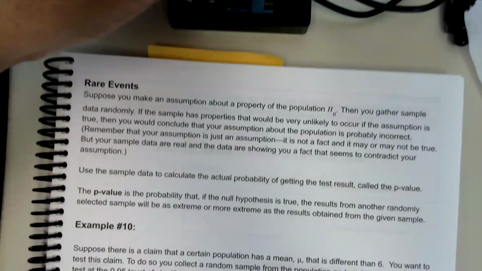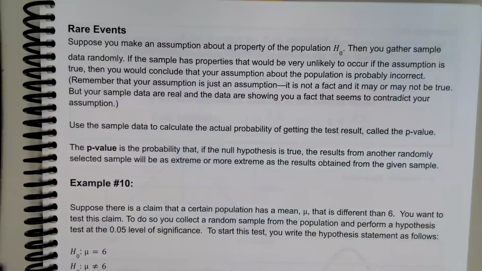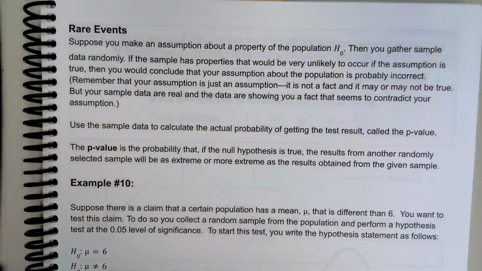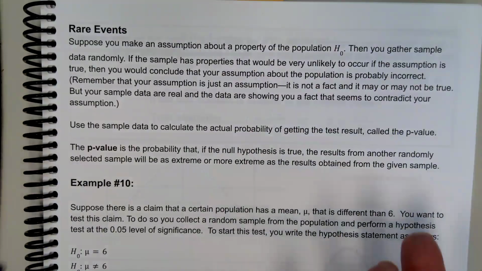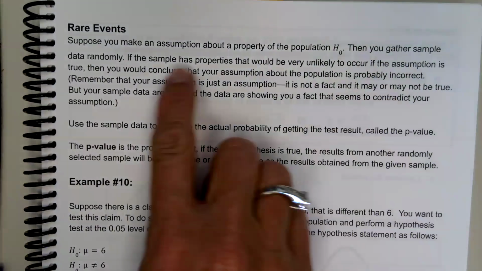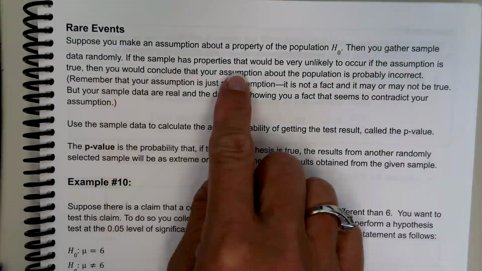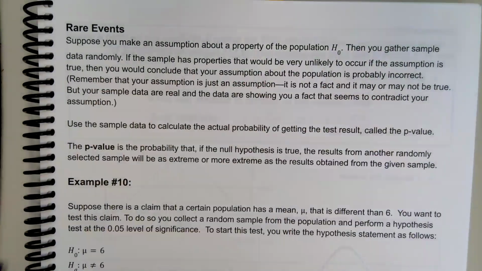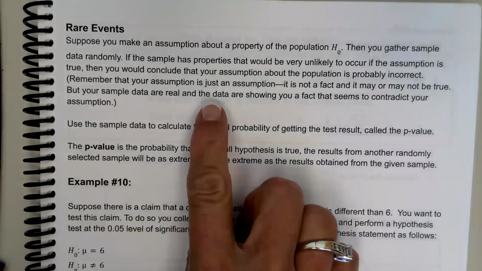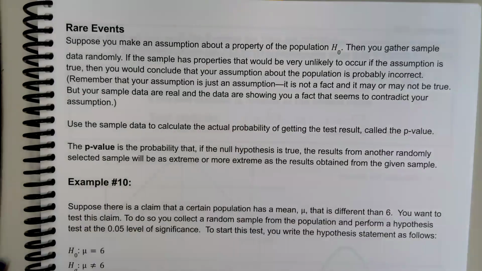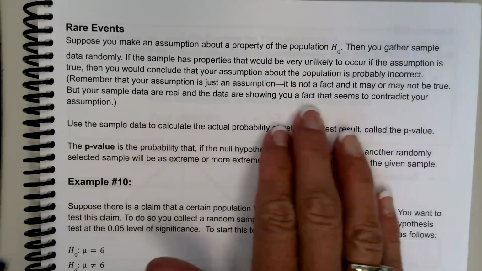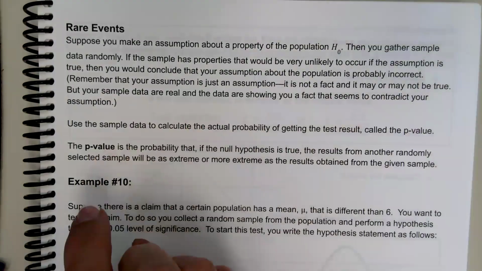Let's talk about rare events. Suppose you make an assumption about a property of the population, which we did. We said that we assume that we're going to roll a 5 one out of 6 times. Then you gather sample data randomly. If the sample has properties that would be very unlikely to occur if the assumption is true, then you would conclude that your assumption about the population is probably incorrect. Remember that your assumption is just an assumption. It is not a fact, and it may or may not be true. But your sample data are real, and the data are showing you a fact that seems to contradict your assumption.